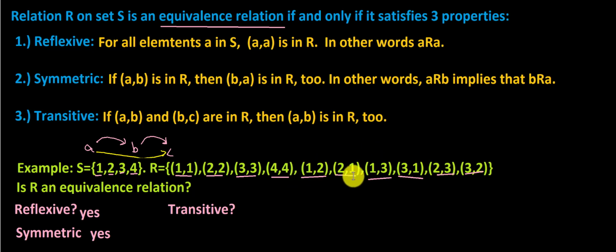You can go through and keep checking. (2, 1), (1, 3). Can I get (2, 3)? Yes, it's also in there. So if you go through and check each of the pieces, it is true that this is transitive. What's remarkable when you get these equivalence relations is that they partition the set. So let me show you what that would look like.